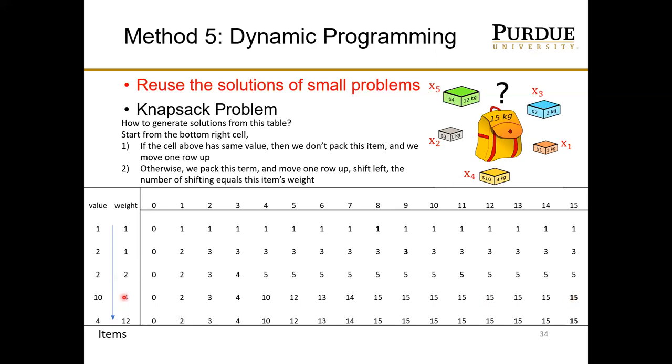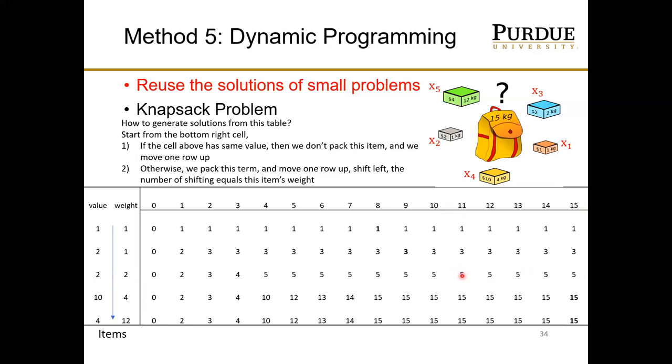And then what do you need to do? Because X4 is already included, our capacity will be reduced by 4 kilograms, correct? Because we already included this item. So we reduce the capacity by 4, which means you move up and then shift left by 4 kilograms: 1, 2, 3, 4. I marked this 5. You got it? How did I move from 15 to 5? Because 5 and 15 are different, and the difference is 4, so we move left by 4 kilograms: 1, 2, 3, 4, 5.